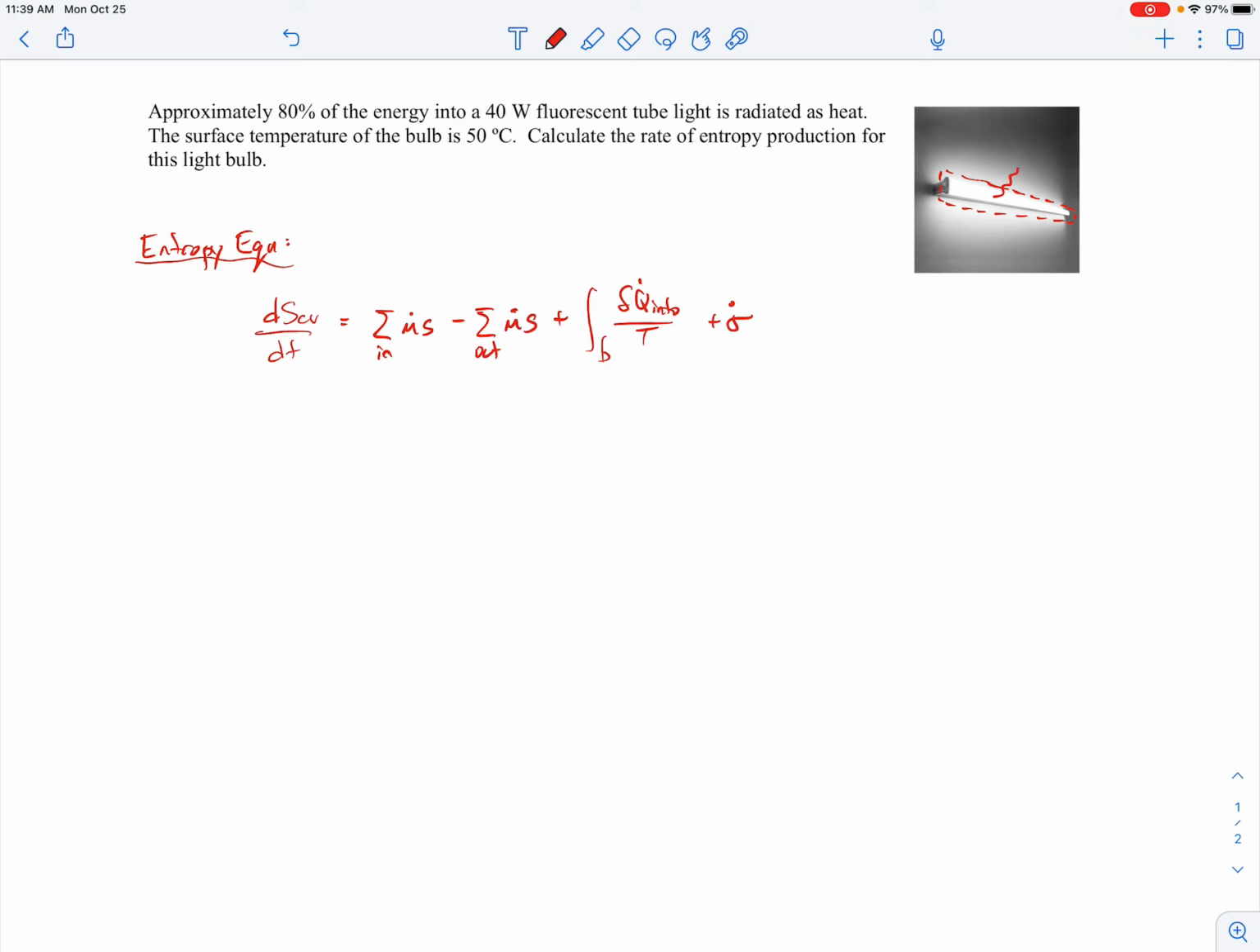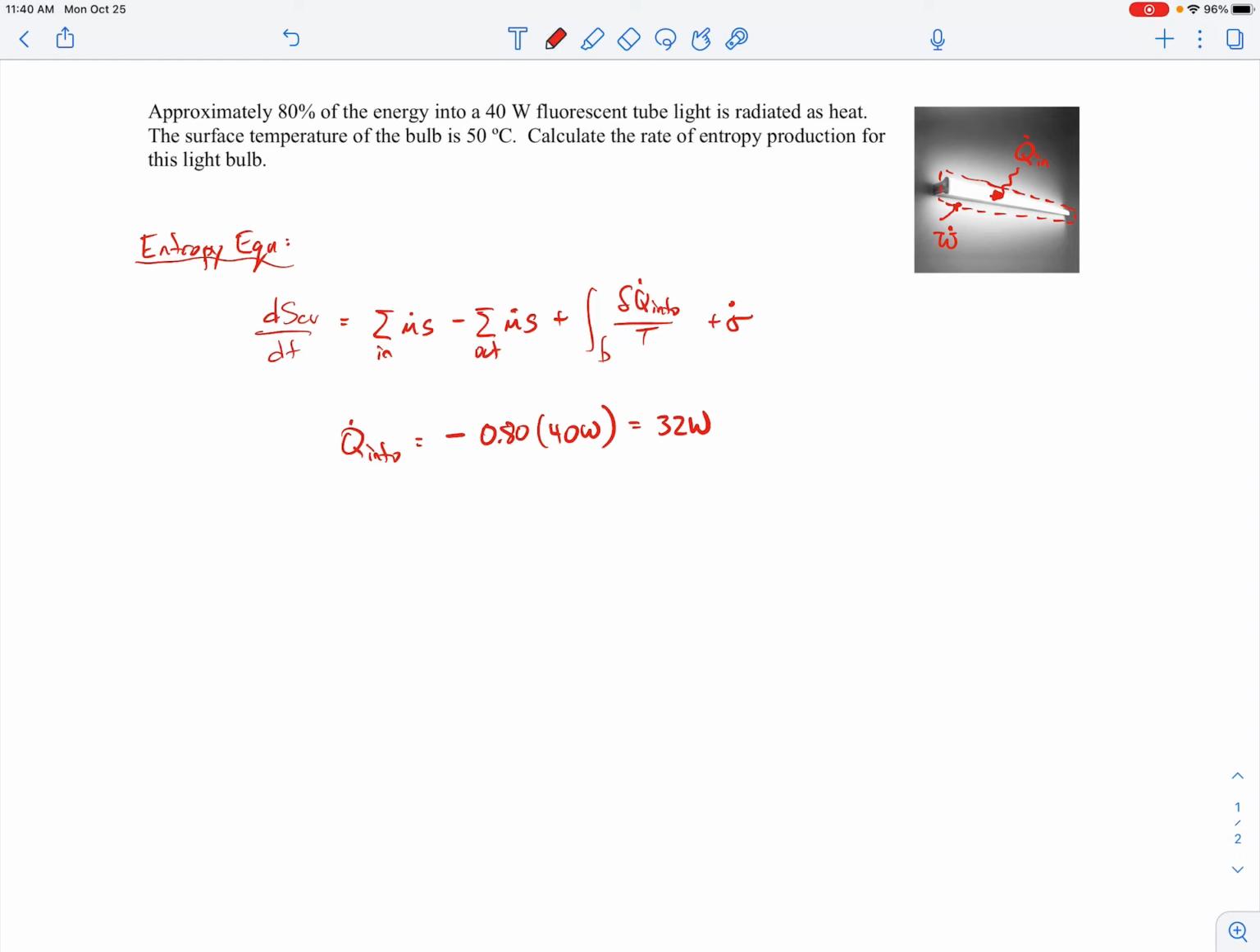So there's some heat that's coming in, I'll just say Q dot in. Actually, the heat's going out, so it'll be negative. And then there's also some power going into it. Let's call it W dot. That's electrical power going in. We're told that 80% of the energy going into that 40-watt bulb is going out as heat. So Q dot is going to be negative 0.8 times 40 watts, which comes out to 32 watts. There's actually 32 watts of heat transfer out of the control volume.